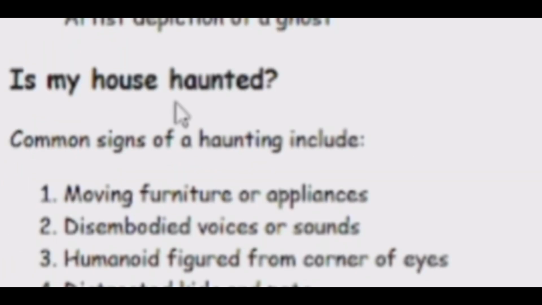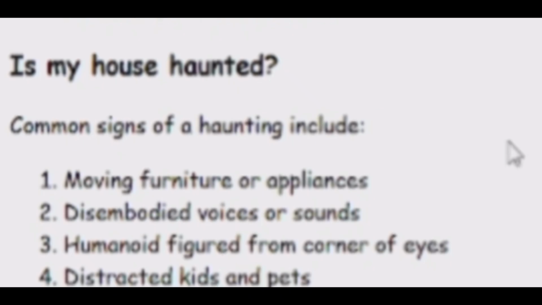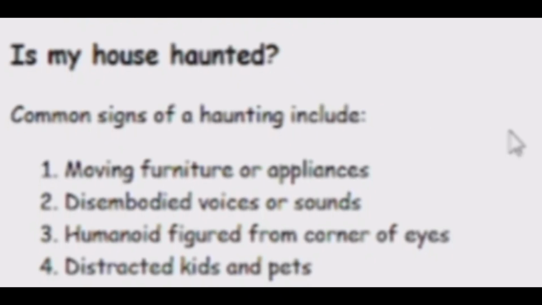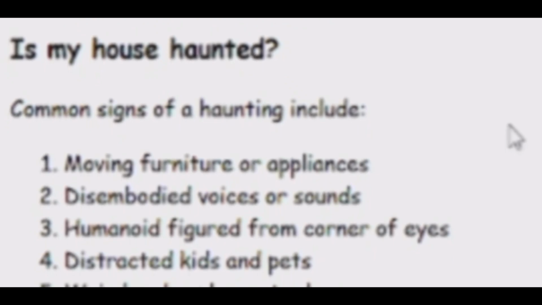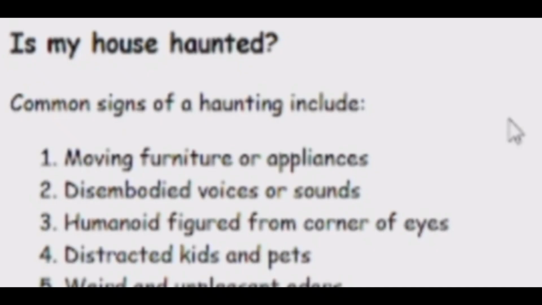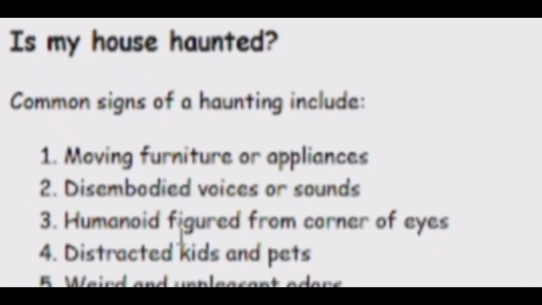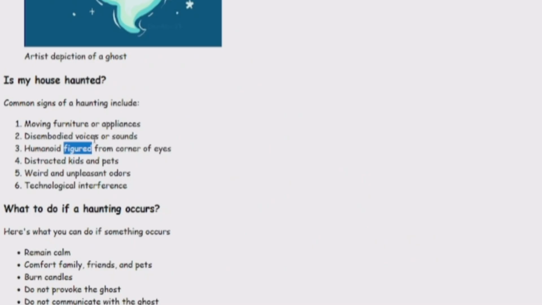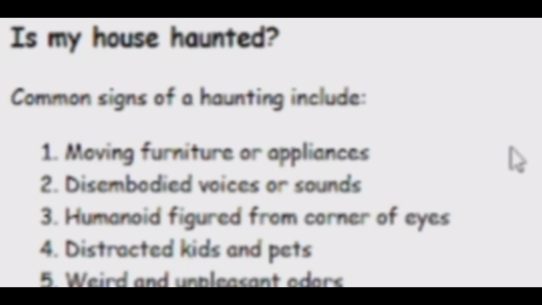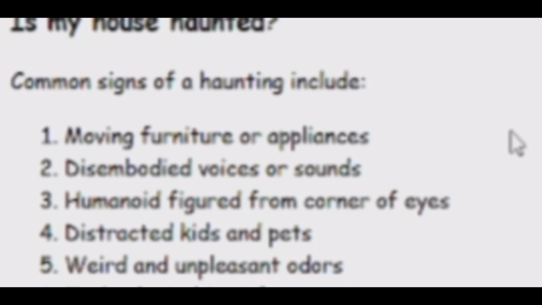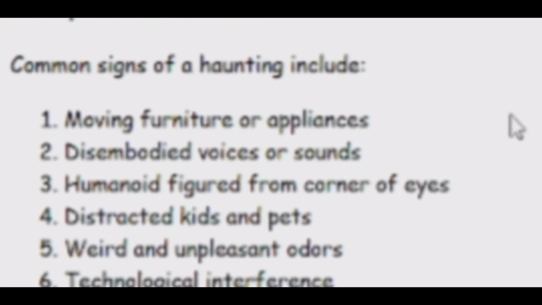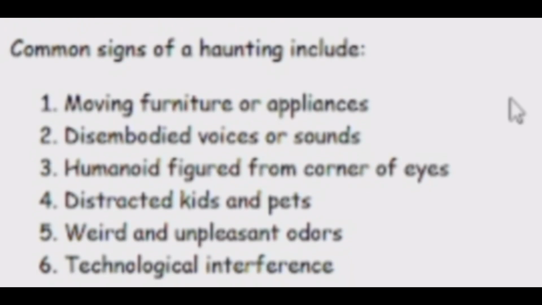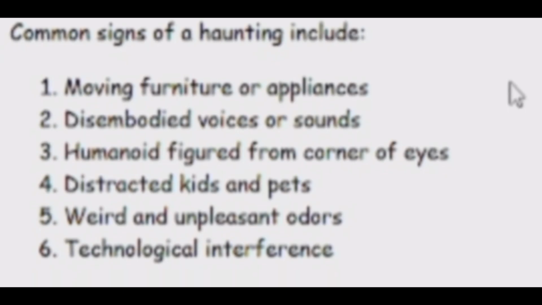Is my house haunted? Common signs of a haunting include moving furniture or appliances, disembodied voices or sounds, humanoid figures, oops, that says figured, humanoid figures from corner of eyes. That's not a good sentence. It should really be humanoid figures from the corner of your eyes, distracted kids and pets, weird and unpleasant odors, and technological interference, or interferences.